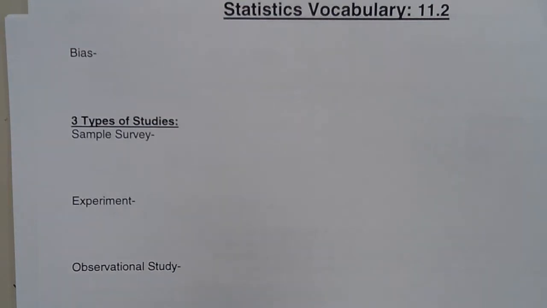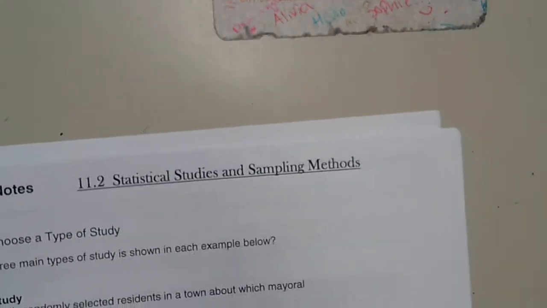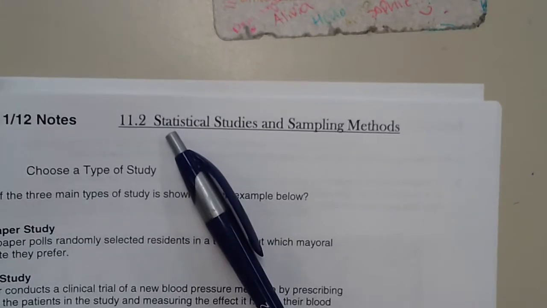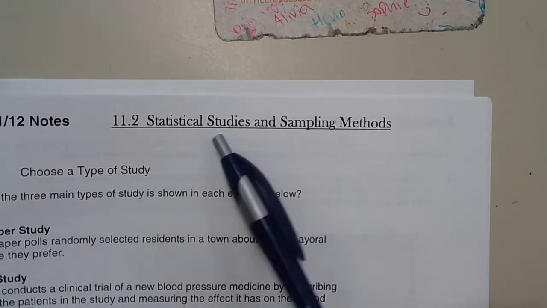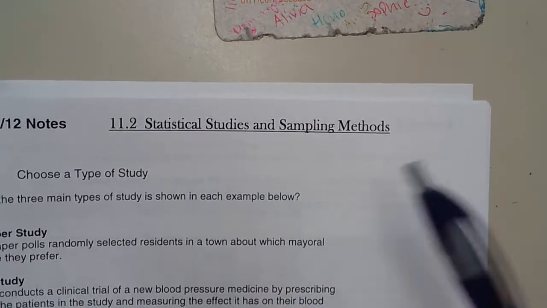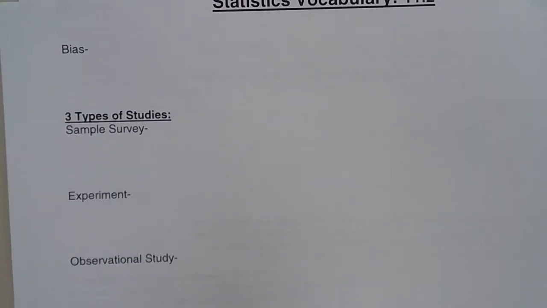All right, so we're going to move on with 11.2 today. This page is actually just a vocabulary page. The section itself is called Statistical Studies and Sampling Methods. Today we're going to focus on study methods. Tomorrow we're going to focus on the sampling methods. And this page here, we're just going to list all the vocab because this one has a lot.